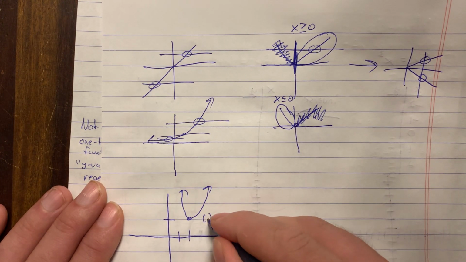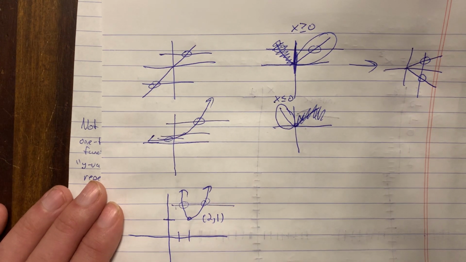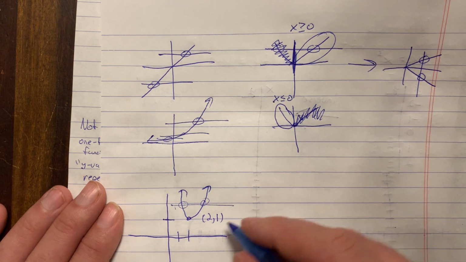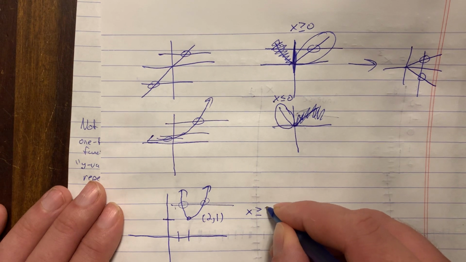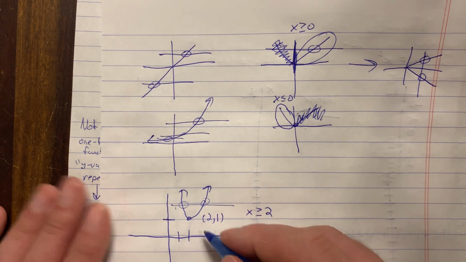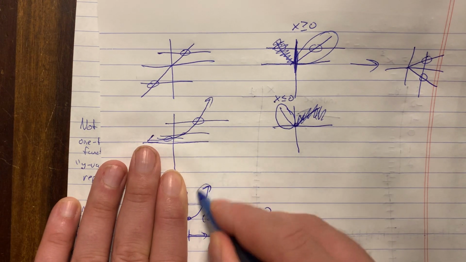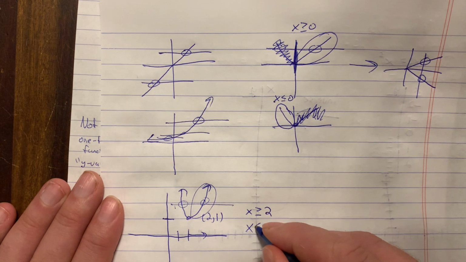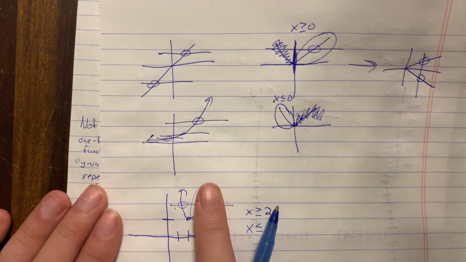So, for instance, if we have this quadratic function with a vertex at (2, 1), we can see that it's not a one-to-one function. If we want to restrict the domain so that it is a one-to-one function, we would choose a domain of x is greater than or equal to 2, because that says that all the x's need to be to the right of 2, and that would be this portion of the graph. We could alternatively say x is less than or equal to 2, and that would be all the points to the left of this.